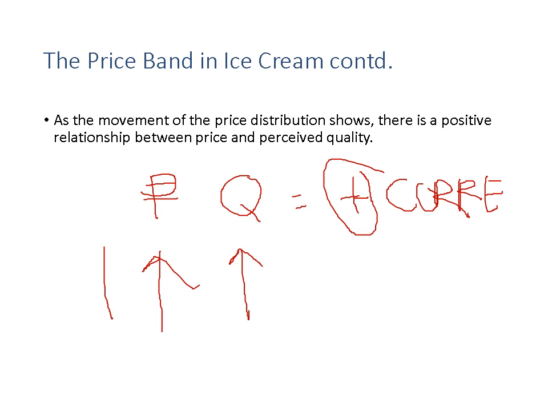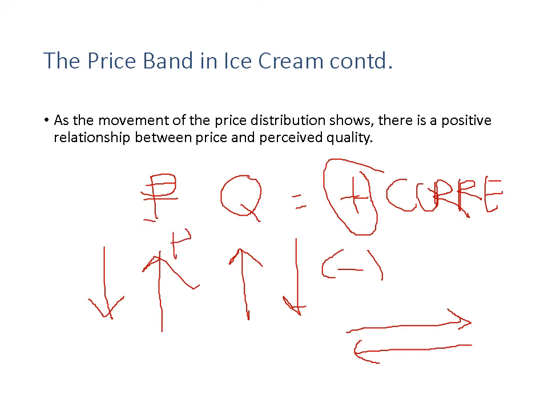Vice versa, if price is reduced, quality is also lessened. They are directly proportional. Okay? Not unlike with negative correlation, if a certain variable increases, that other variable tends to lessen. Here, with positive, if price increases, quality is increased. If price is increased, quality also increases. That is positive correlation.